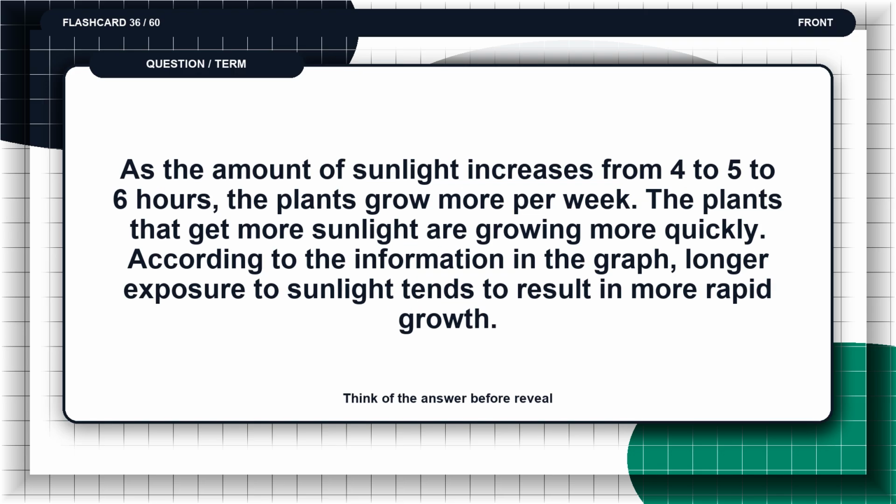Flashcard 36. As the amount of sunlight increases from 4 to 5 to 6 hours, the plants grow more per week. The plants that get more sunlight are growing more quickly, according to the information in the graph. Longer exposure to sunlight tends to result in more rapid growth. Think of the answer before the reveal.